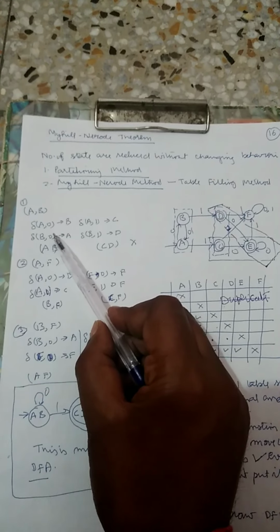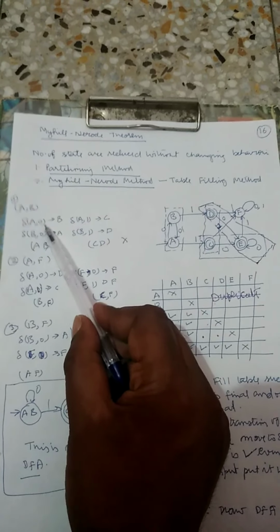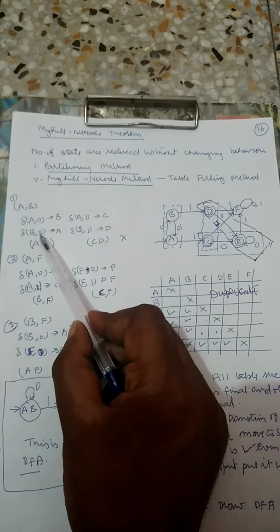We first check this pair, AB: A on 0 and B on 0. A on 0 leads to B and B on 0 leads to A. So we get the set AB.